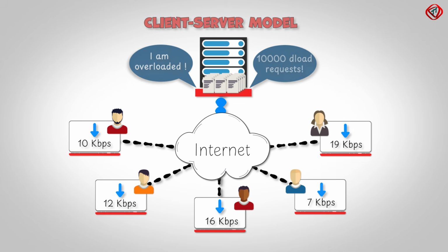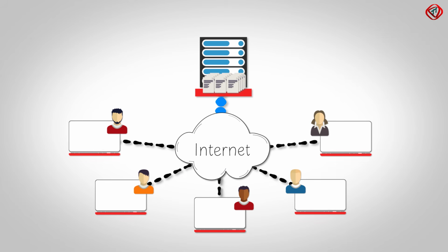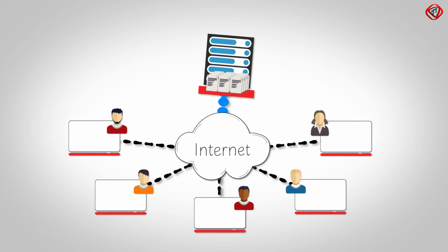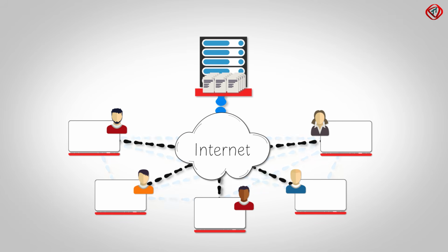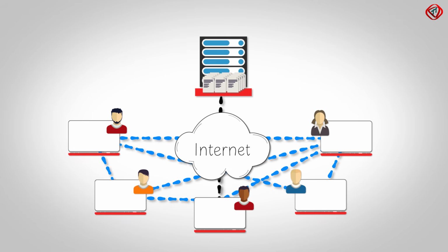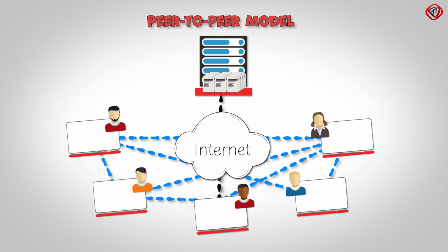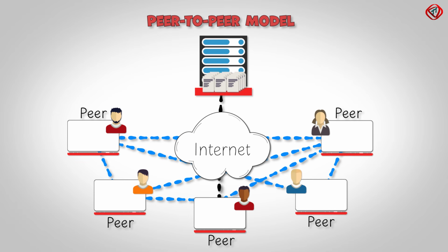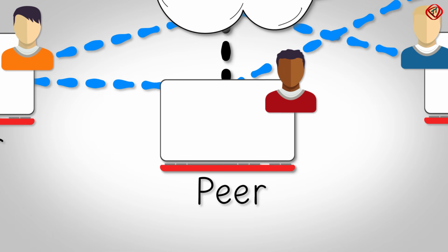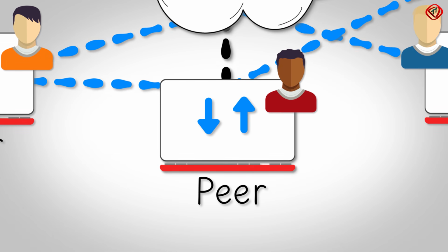Now, let's flip the idea. What if instead of one server doing all the work, everyone helps each other? This is exactly what a peer-to-peer or P2P network does. In a peer-to-peer network, every user is called a peer, and a peer can do two things at the same time. It can download and it can also upload.